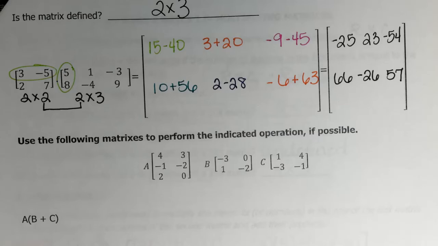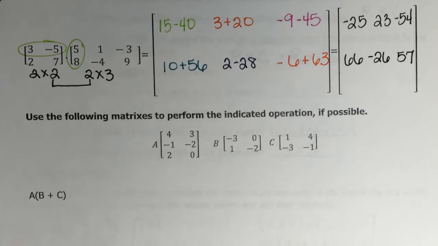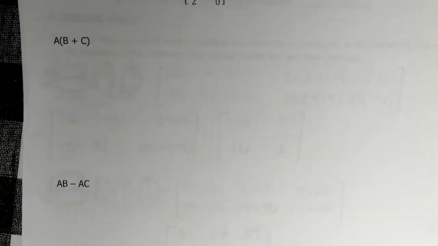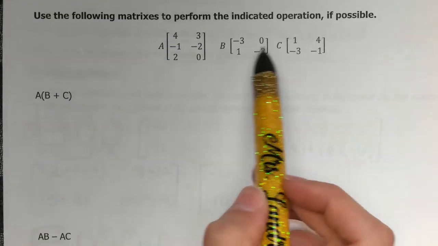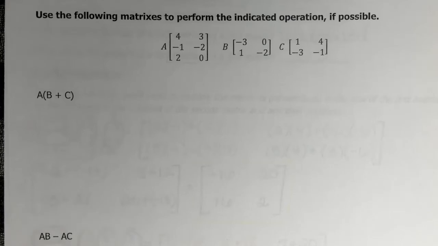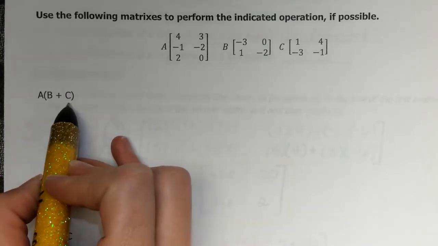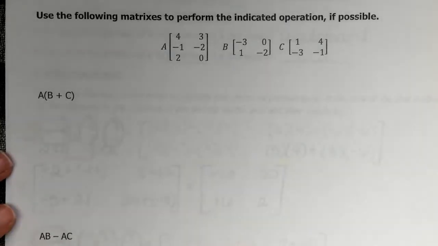So not bad. I don't think it's really that bad once you get that row by column. Okay, so now if I give you the matrices, now we're just looking at what we need to multiply. So here I've got A times B plus C. So remember, you have to set up your matrices first. You cannot skip out on that.